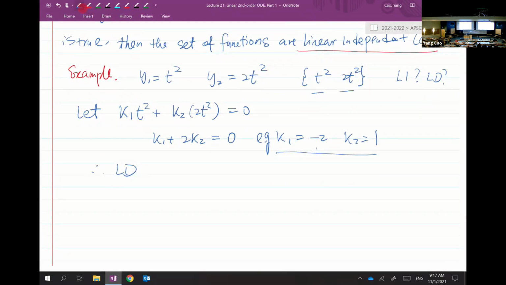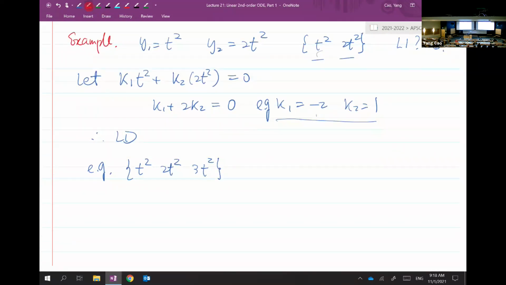And if I use some analogies, for example, maybe another set of functions, let's say t squared, 2t squared, 3t squared. Now I've got 3 functions. And obviously, you will conclude that this is linear dependent, just like the two functions here.